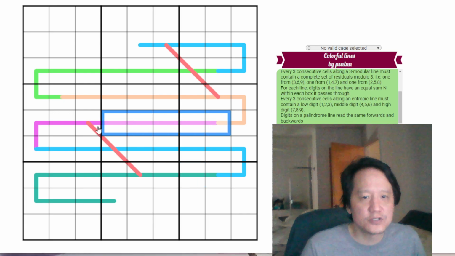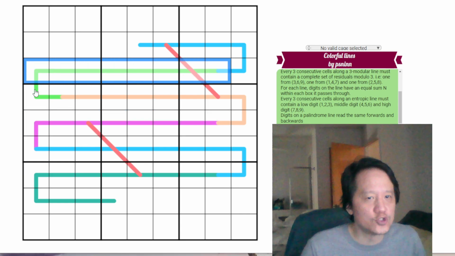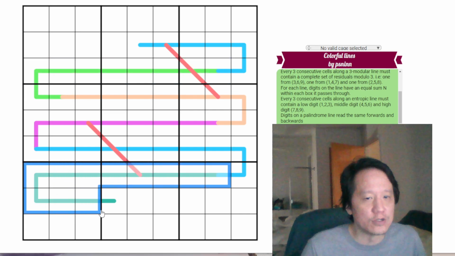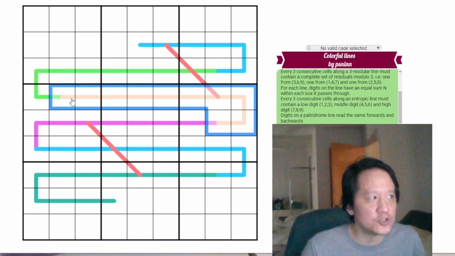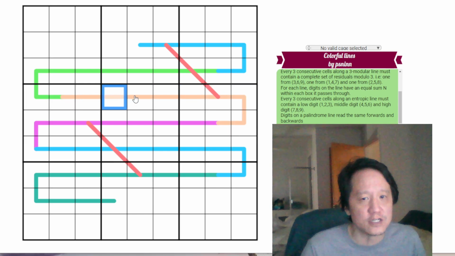So, yes, this is the Renban line. The purple line is the Renban line. The green line is the German Whisper line. Oh, okay. This is the modular line. This is the 3 modular line. So where it has to have one from 369, one from 147, and one from 258, in every 3 digits. The peach line is the entropic line, which means it must contain a low digit, a middle digit, and a high digit in 3 consecutive cells, but it could be in any order.